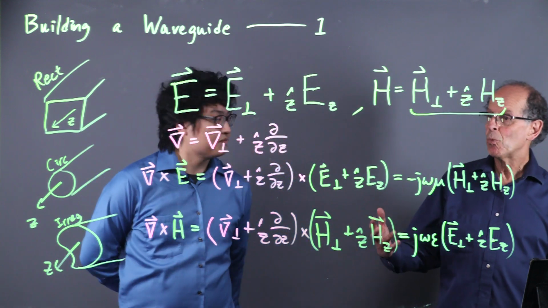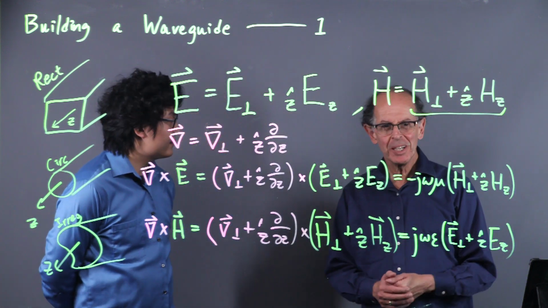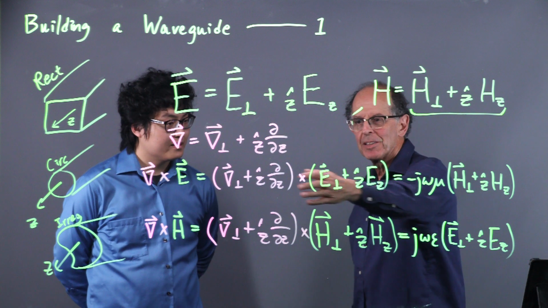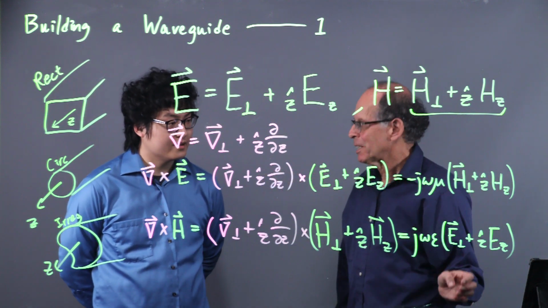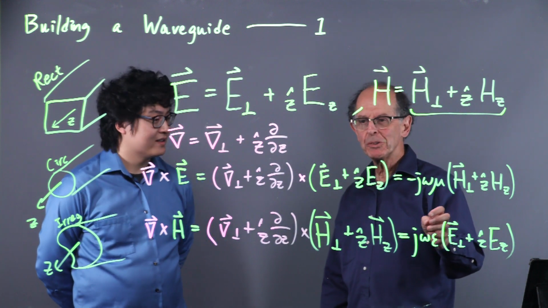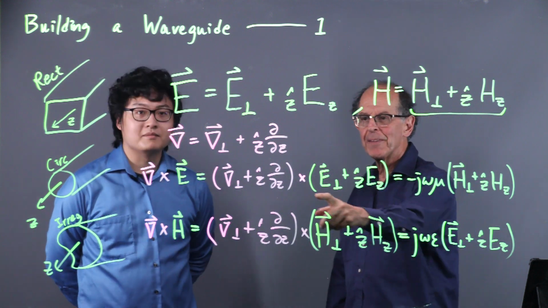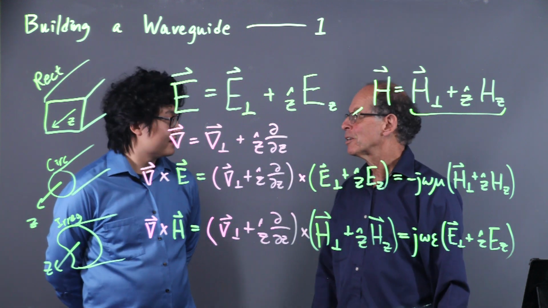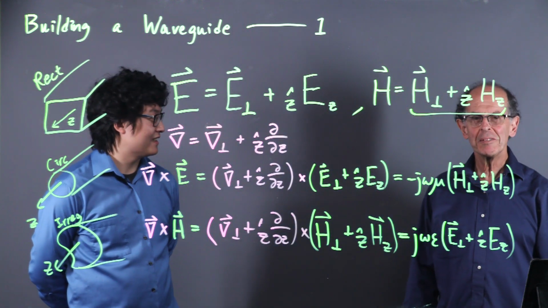This. Wonderful. So now what we get to do in step 2 is isolate the Z component of this equation and the perpendicular component. So that's what we're going to do in building a waveguide 2. We're going to look at the perpendicular components, and that's an exercise in cross product. Onwards to building waveguide 2.